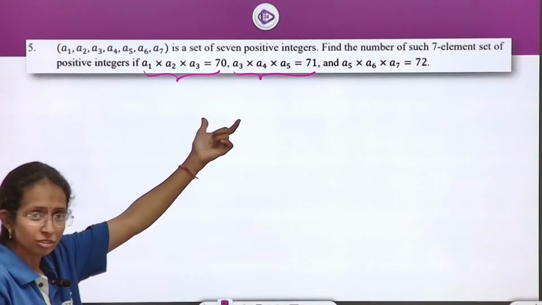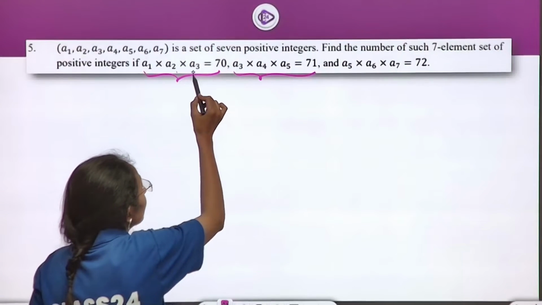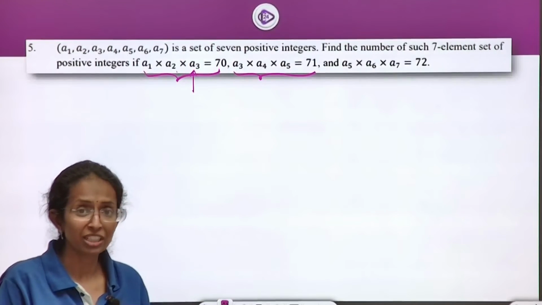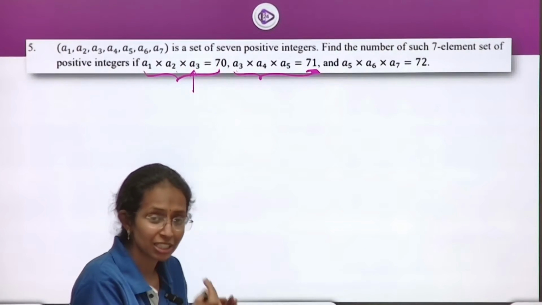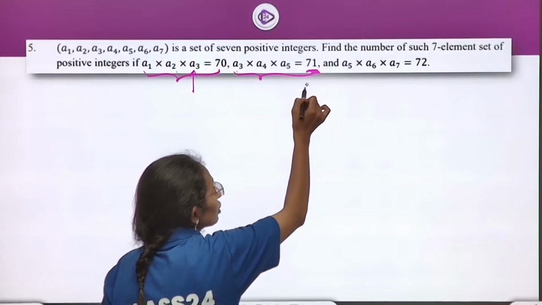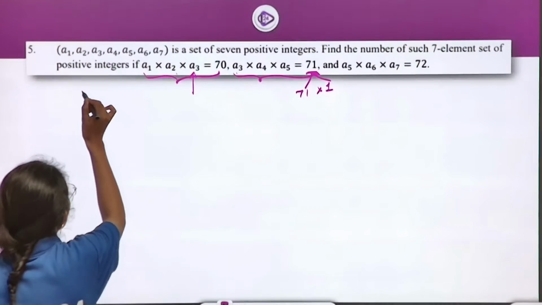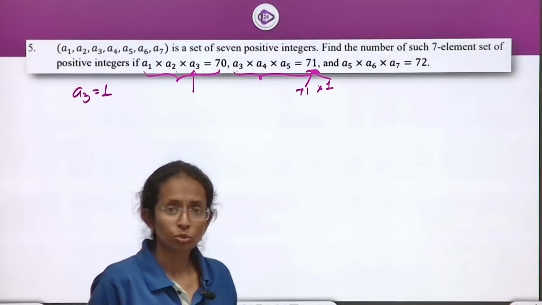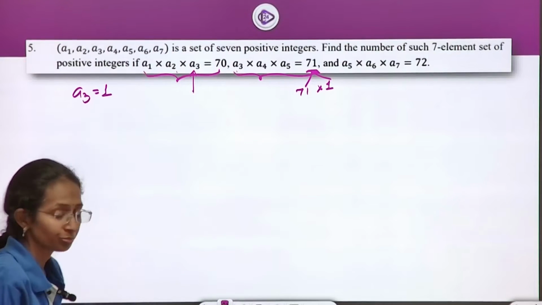Now, from the first two equations, since the product of A1, A2, A3 and all are positive, after multiplying A1, A2 by A3, we are still getting 70, which is less than 71. But 71 is a prime number, which has only two factors, 71 and 1. So A3 can never be equal to 71. So, A3 is equal to 1.